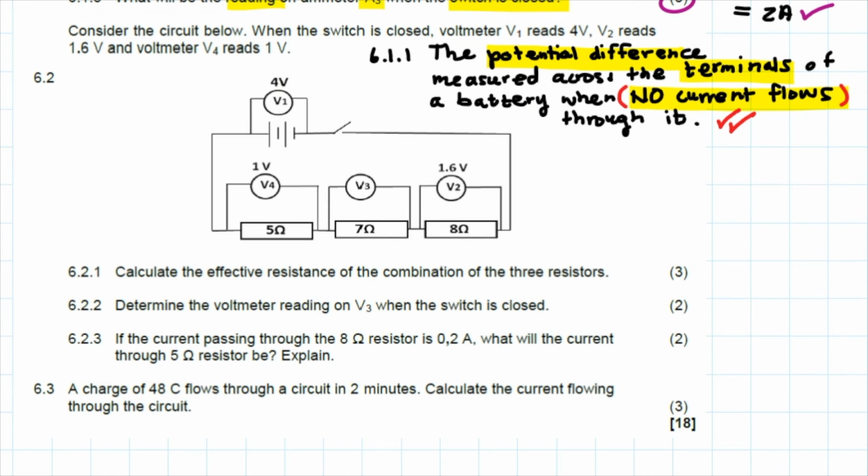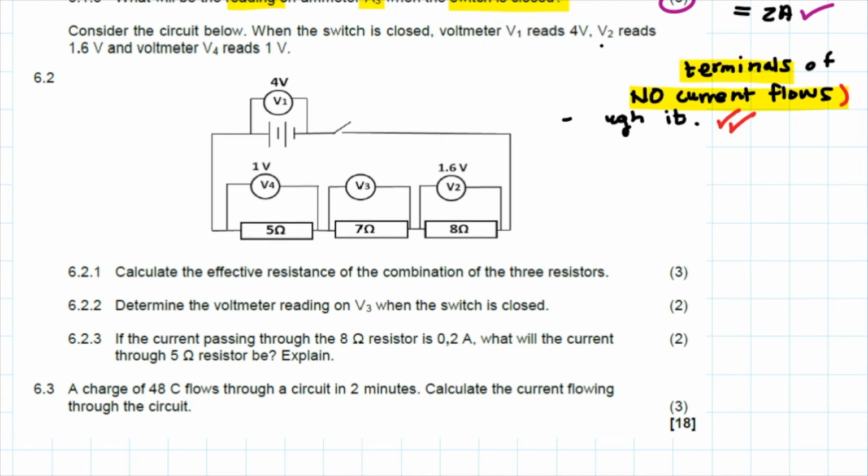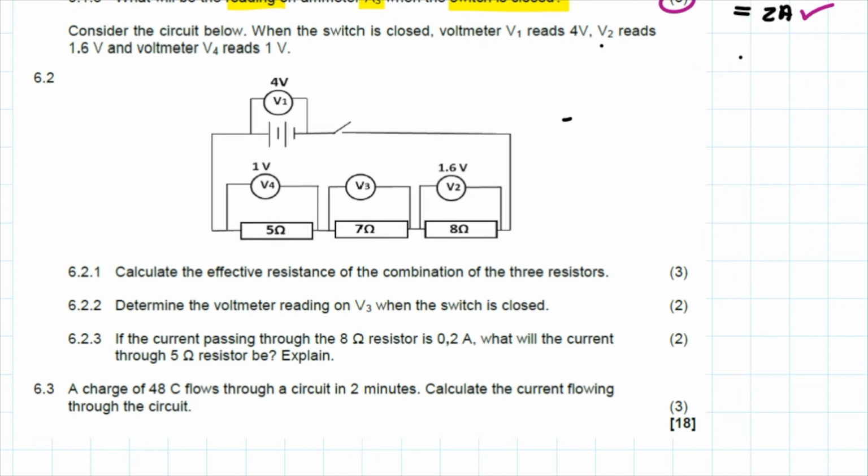This part deals with a series circuit, and I say that it is a series circuit because we can see that all 3 of the resistors here are connected one next to the other, and that means that the current flowing through each one is exactly the same.